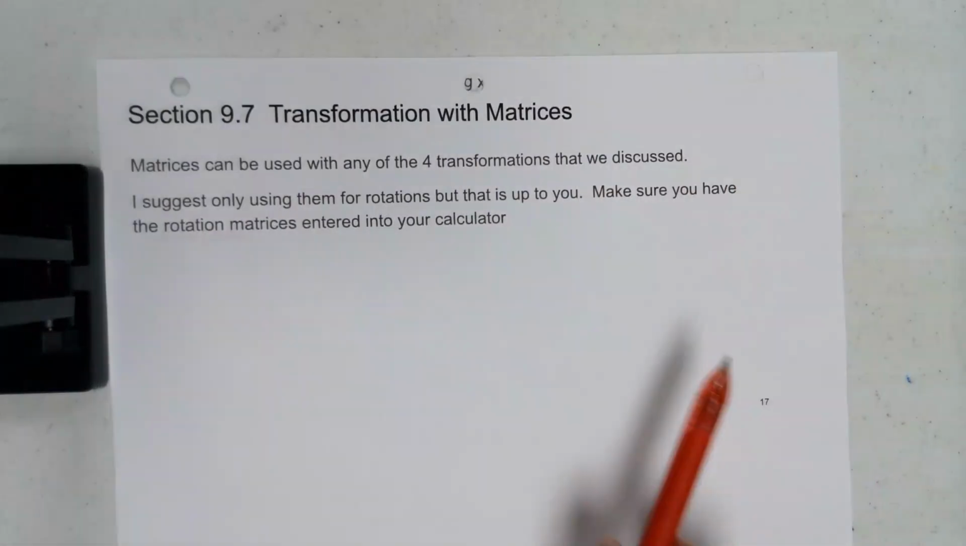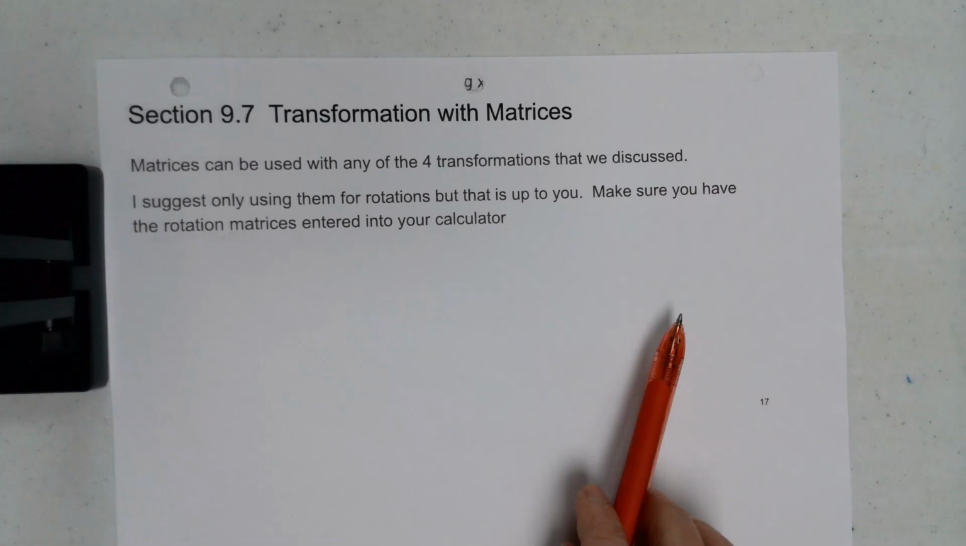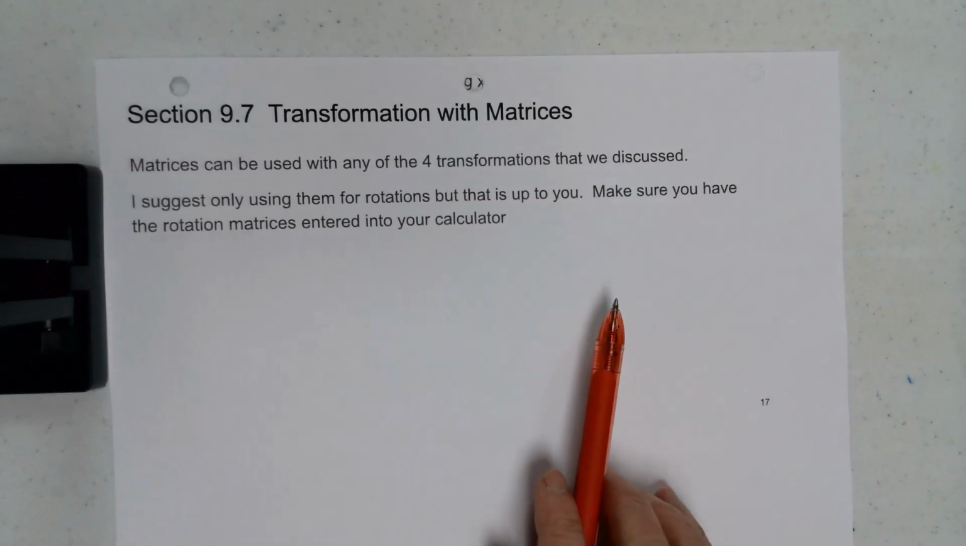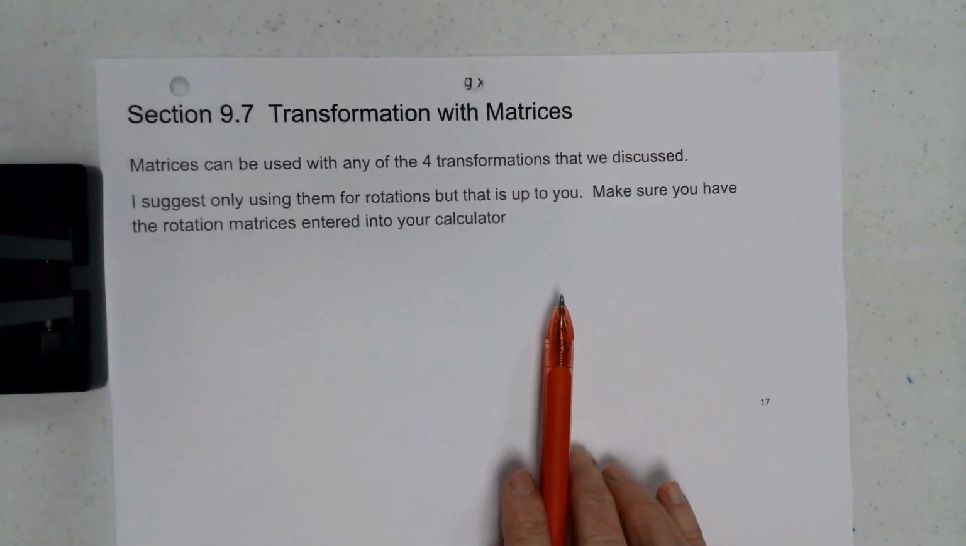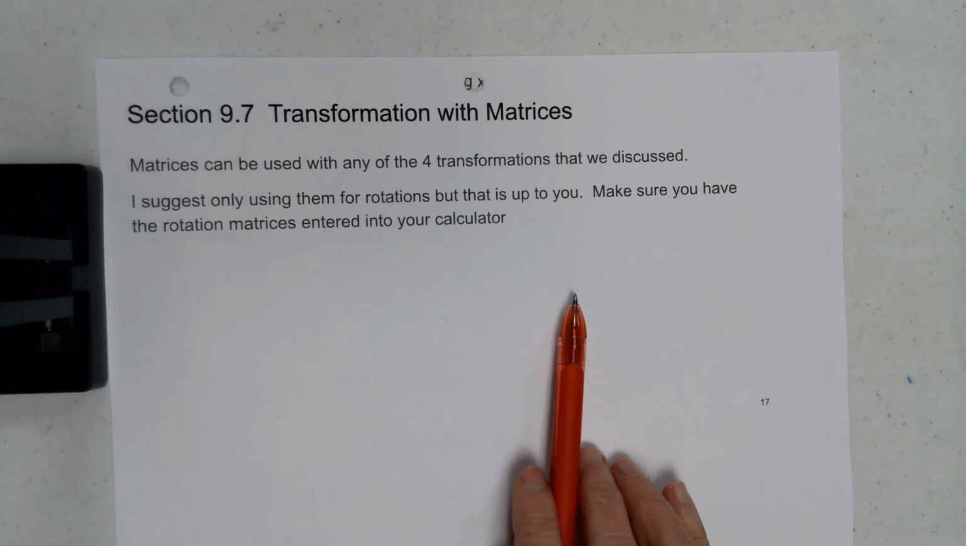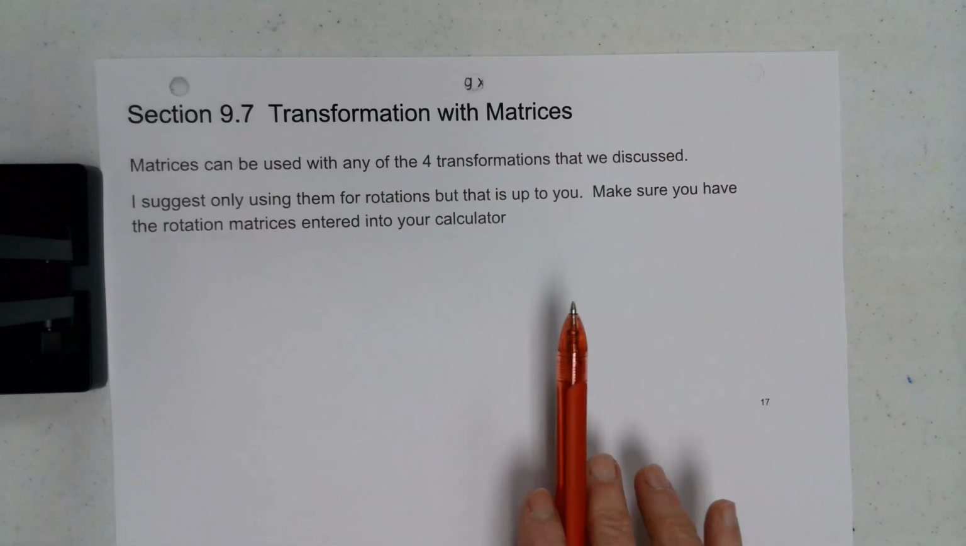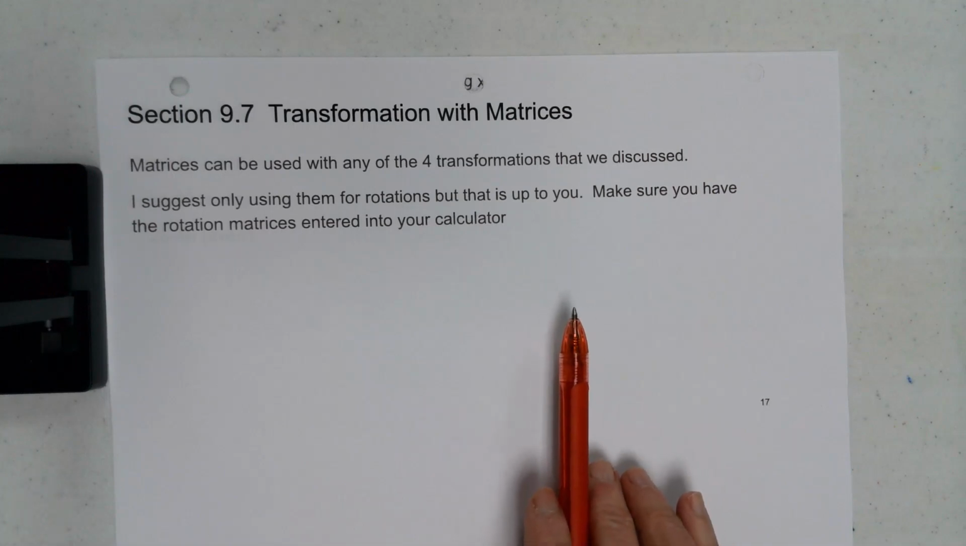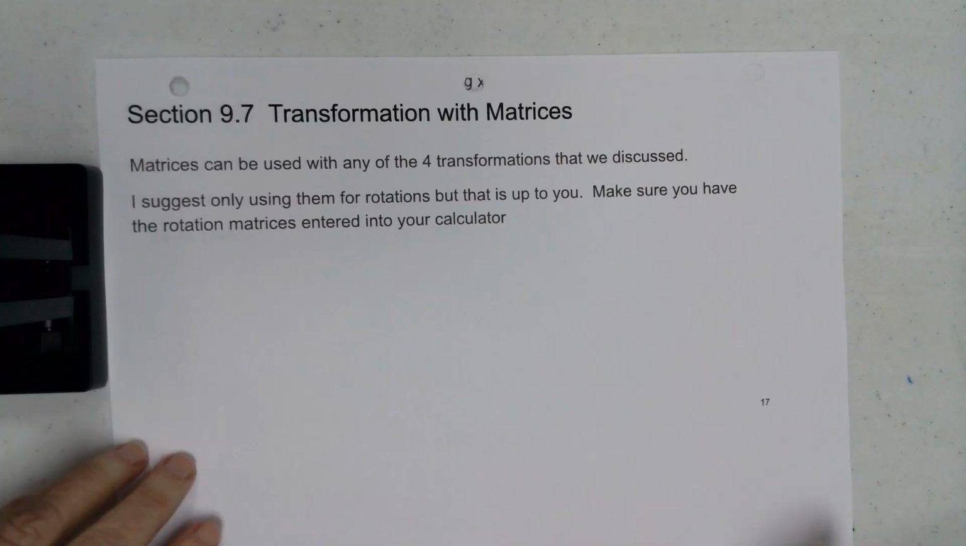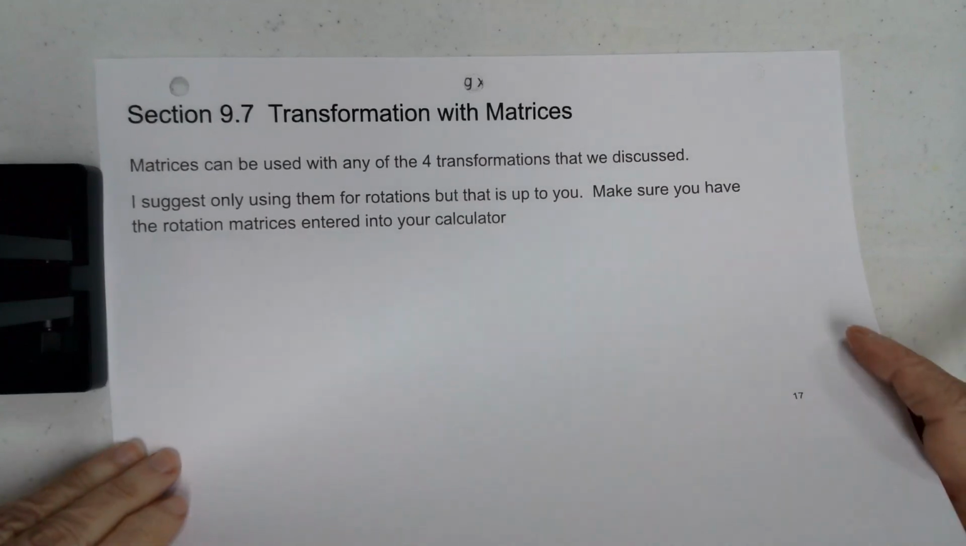9.7 was about transformation matrices. Matrices can be done with any of the 4 transformations that we discussed, but I suggest that you only use them for the rotation, but that's entirely up to you. Make sure you have the rotation matrices entered into your calculator.